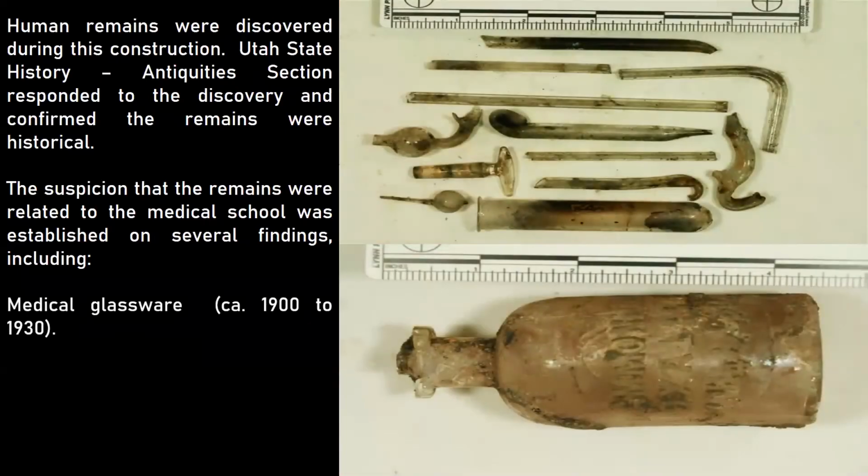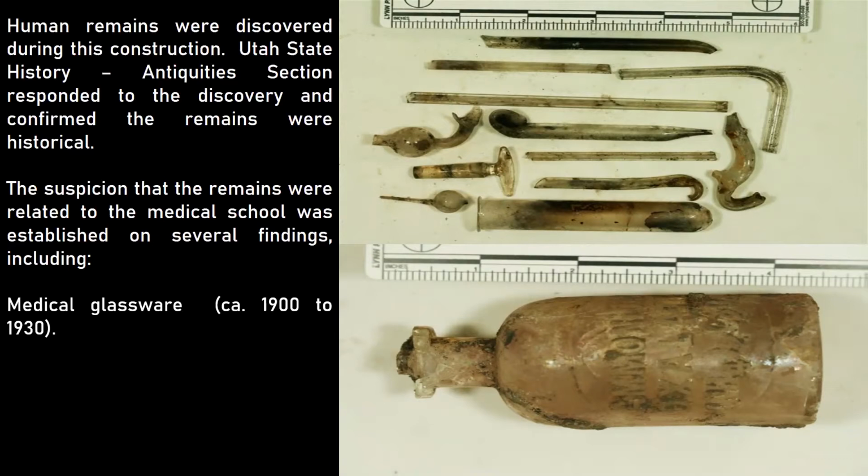It was established pretty early on that these were indeed historic in nature and that they were associated with the University of Utah School of Medicine. And this was established in a few ways. First, artifacts associated with the remains included glassware that dated from 1900 to 1930. This glassware hinted at the medical school connection due to the nature of the glassware, which included things such as test tubes, pipettes, chemical jars, and medicine jars.